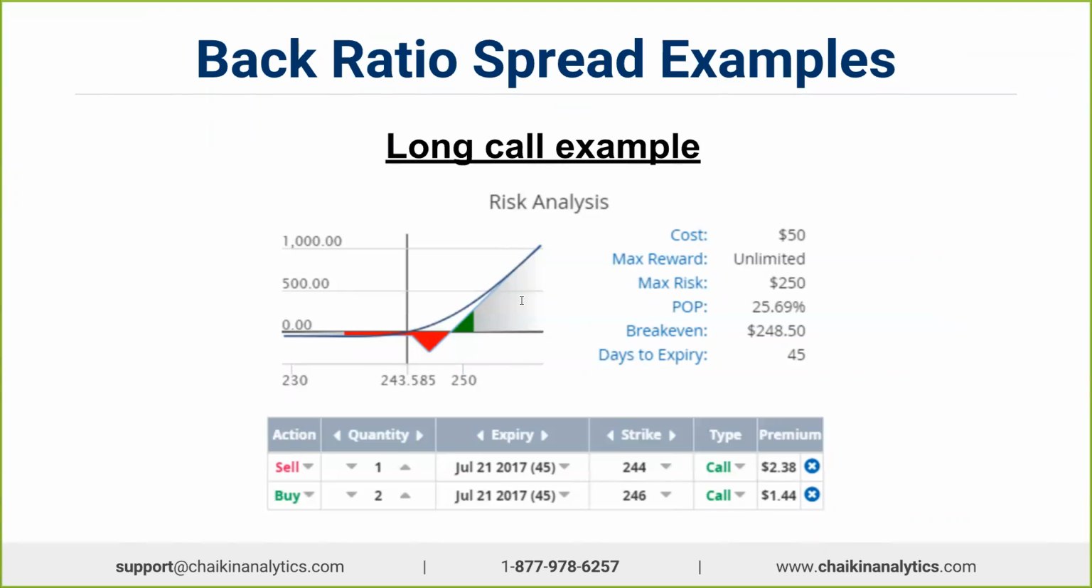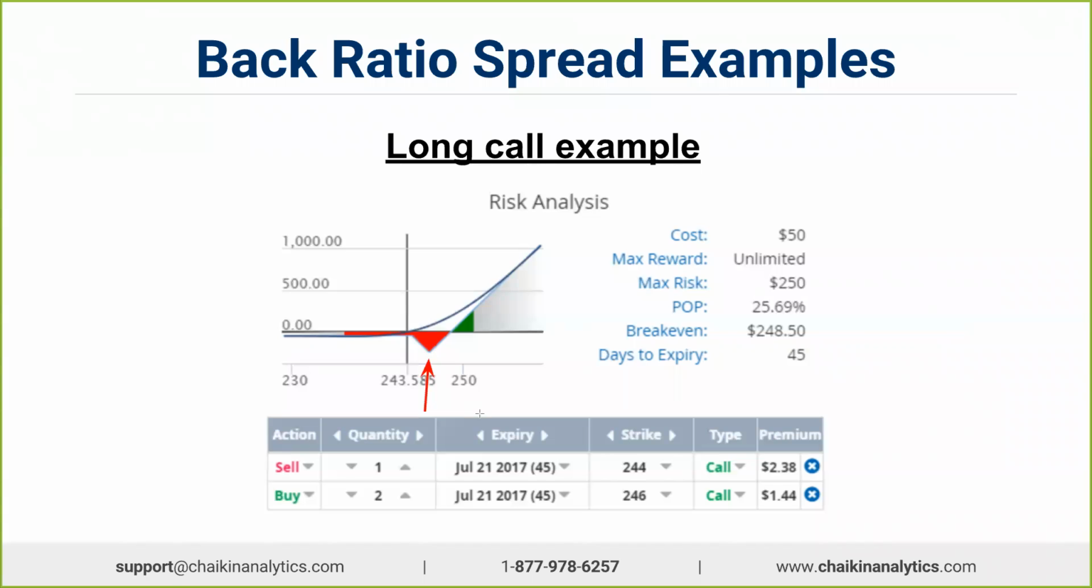We do want a big move. We're going to rely on gamma to help us with that, which tells us how far delta moves for every $1. In this case, we want small risk, low costs, and we're looking for big moves. These have lower probabilities of profit. But as you'll see here, it costs you $50. Your maximum risk is $250, and that is if we end up closing right here at the short strike.